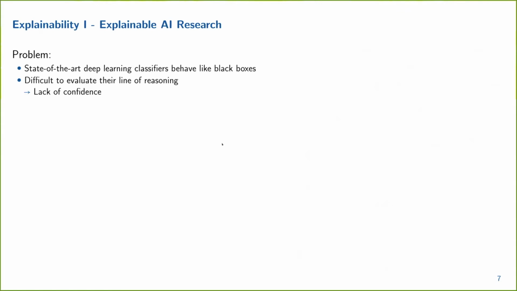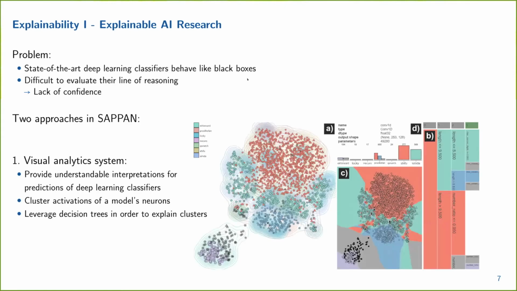Even though the proposed classifiers achieve high accuracies, they are still deep learning classifiers, and thus they behave like black boxes. And therefore, it is difficult to evaluate their line of reasoning, as this results in a lack of confidence, because it is unclear why a sample is either classified to the benign class or why a classifier classified a sample to one of the DGAs. So this is actually also the reason why security analysts prefer simpler solutions such as decision trees or even rule-based systems. And to counteract this issue, we developed two approaches in SAPPAN.